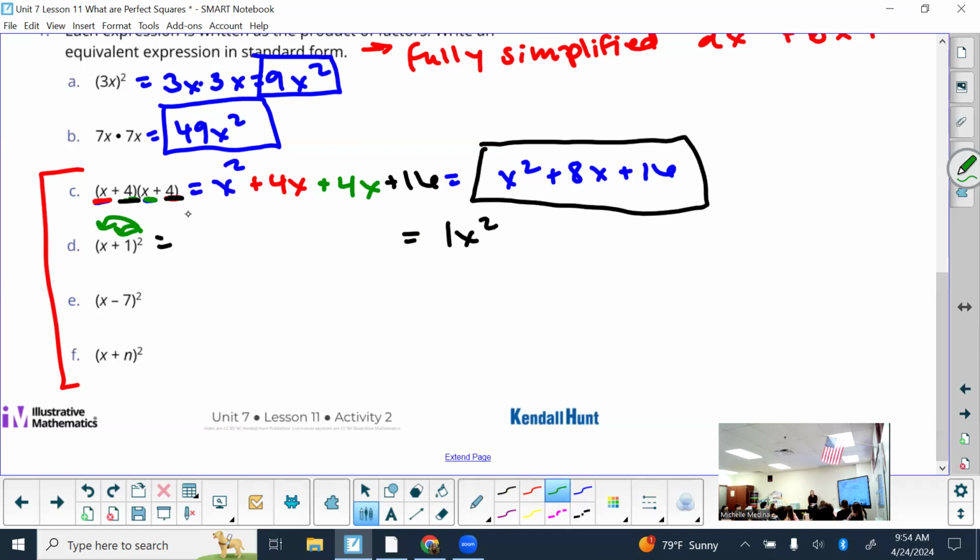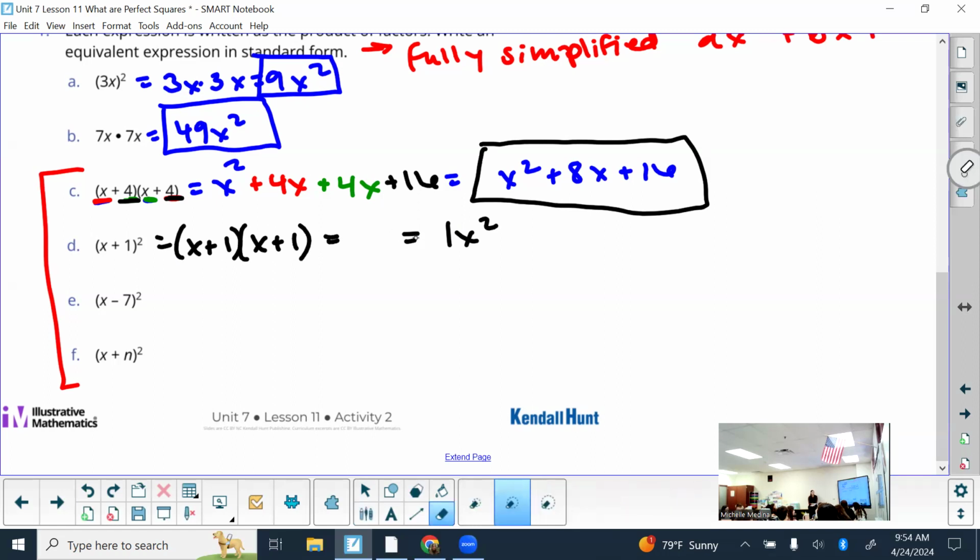You can't just make it x squared plus 1, and even then that wouldn't have equaled this necessarily. You're completely forgetting that middle term. So you have to expand it first. Exponents tell you to multiply the base by itself. And then from there, you could FOIL, double distribute, box method, whatever you like better.